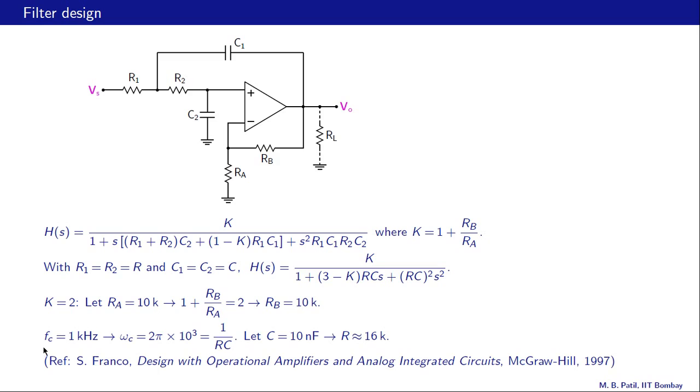Okay, our cutoff frequency should be 1 kHz, and for this circuit omega C is given by 1 over RC. That should be 2 pi times 1 kHz. Let us pick C to be 10 nanofarads, and that gives us R of about 16 kilo ohms.